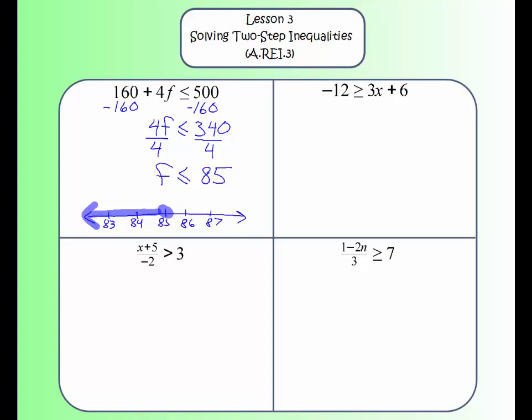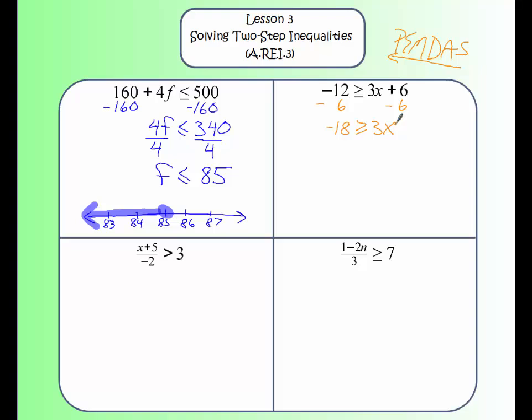Let's take a look at the one in the top right here. Negative 12 is greater than or equal to 3x plus 6. Again, I want to try to isolate my variable, so I have to use PEMDAS, and I have to go through that backwards. So the first thing I notice, I have addition, so let me do subtraction to get rid of this. Minus 6, minus 6. Negative 12 minus 6 is negative 18. Negative 18 is greater than or equal to, what's left over here is just 3x.